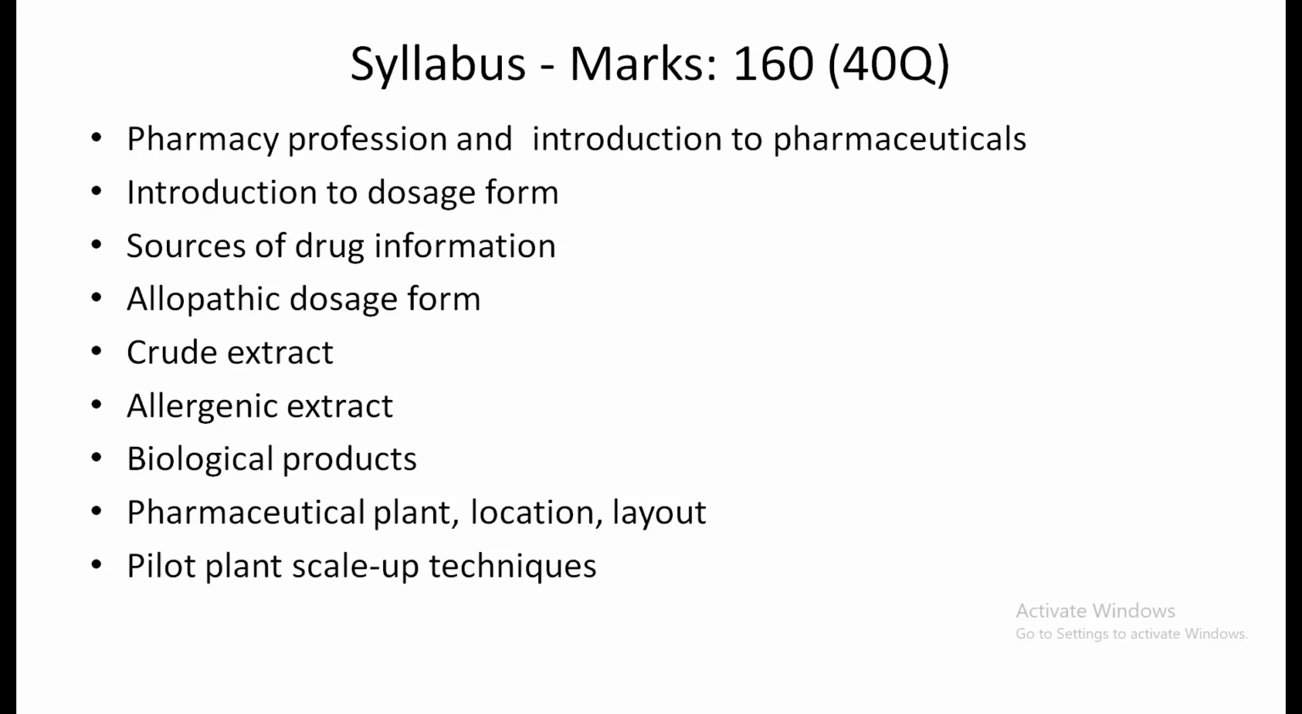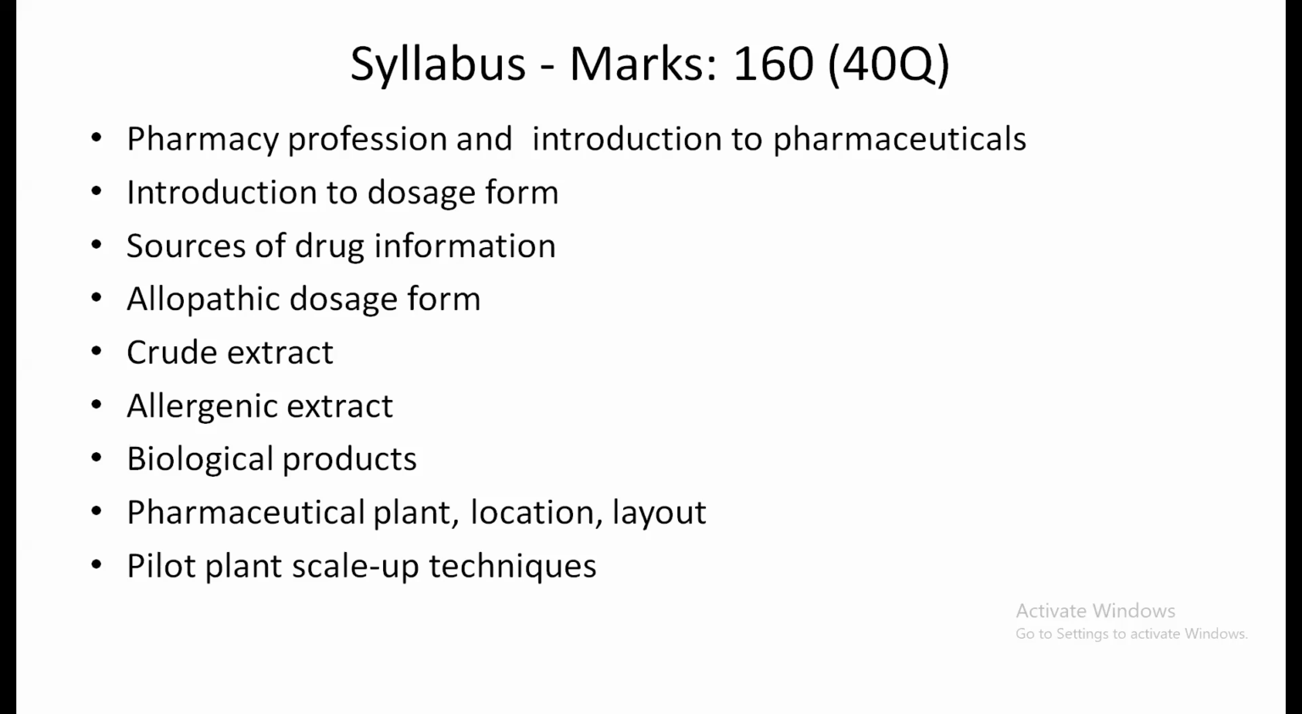Then crude extracts. This crude extracts is going to be in the topic called pharmacognosy. And last year they had asked one question about how you extract oil from rose. The extraction of oil from rose is called so and so. So there may be one or two questions. Then allergenic extracts, and biological products, in the sense vaccines, blood products, sera, all this comes under biological products.